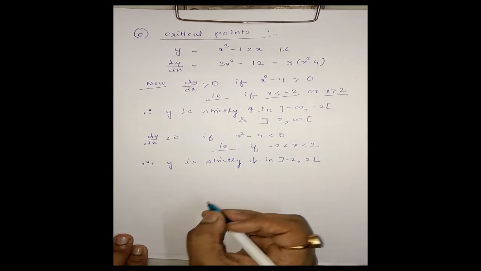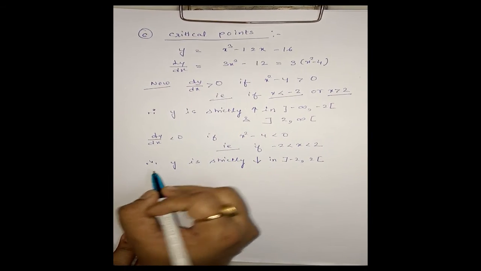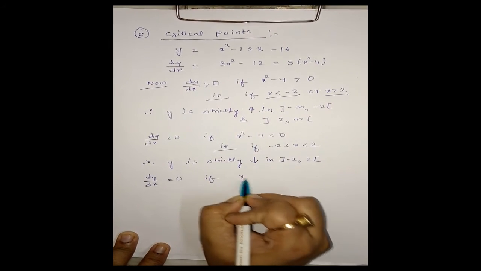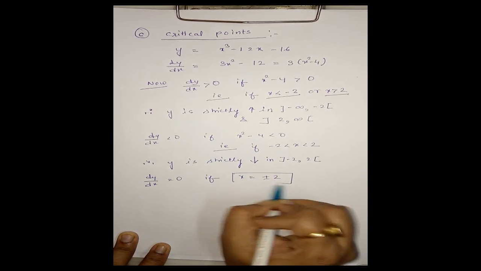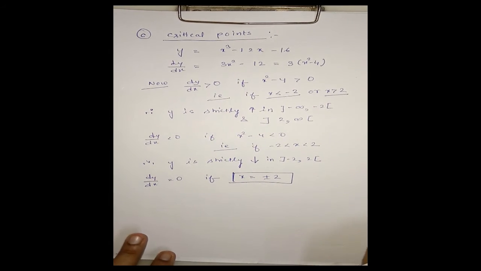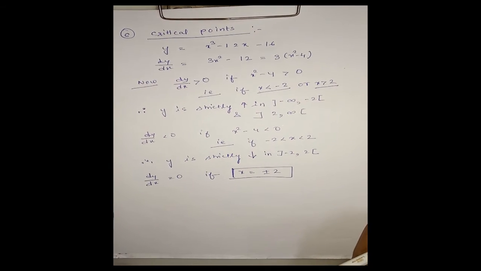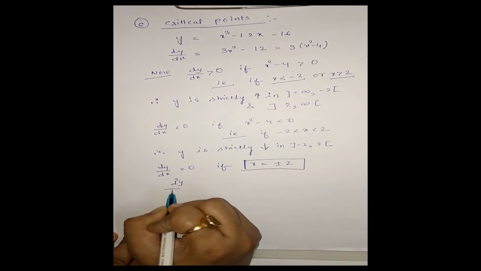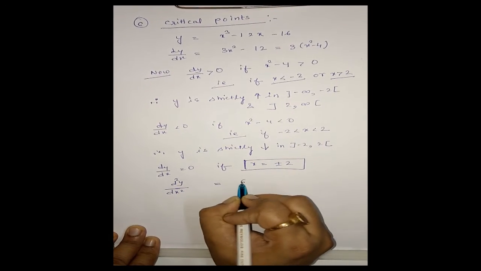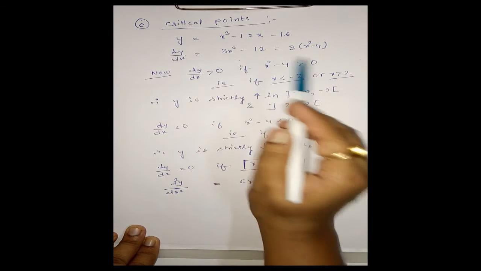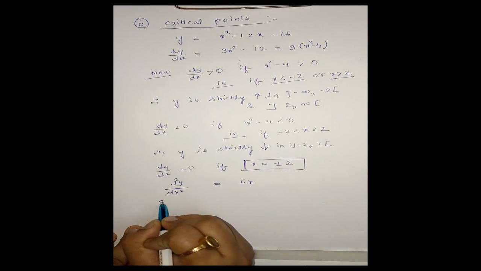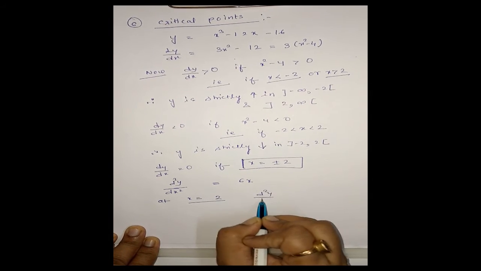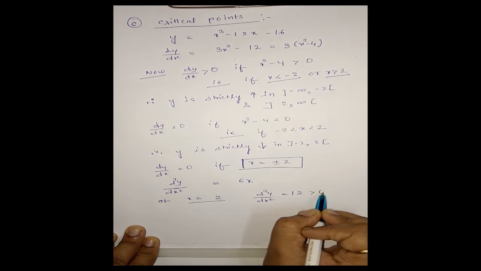Now, next is, we have to find the maximum and the minimum value. Now, dy by dx is equal to 0 if x is equal to plus minus 2. Now, we have to check the nature of d2y by dx square at the points plus 2 and minus 2. Now, d2y by dx square is equal to 6x. From here, 6x. Now, at x is equal to 2, d2y by dx square is 12, which is positive.